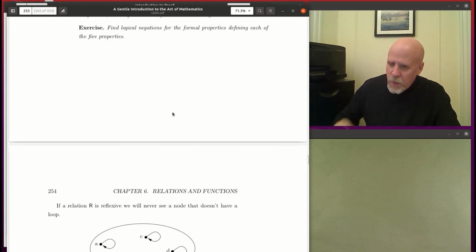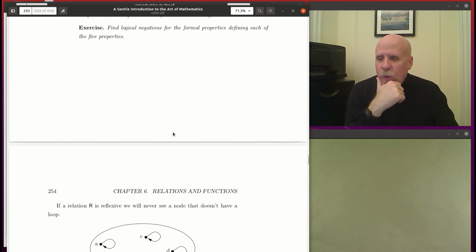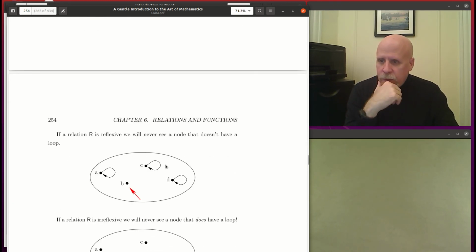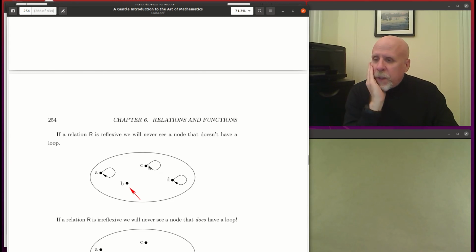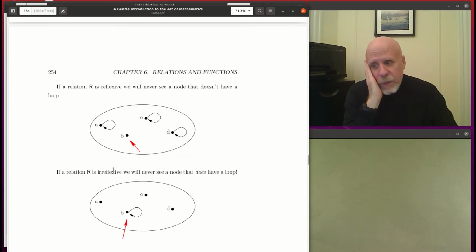So what do you not see when you have a reflexive relation? Well, again, I should say in the diagram. What do you not see in the digraph of a reflexive relation? The red arrow is pointing at what you should not see. If it's reflexive, everybody should have a loop. And this is a relation where one of the things is loopless. So not cool. What do you not see when you've got an irreflexive relation? Well, then nobody should have a loop. So this guy here, B, that has a loop in it, that's the one that tells you, hey, this thing is not irreflexive.